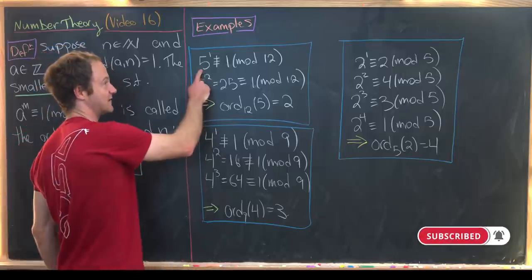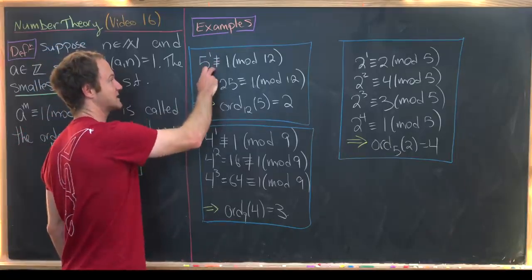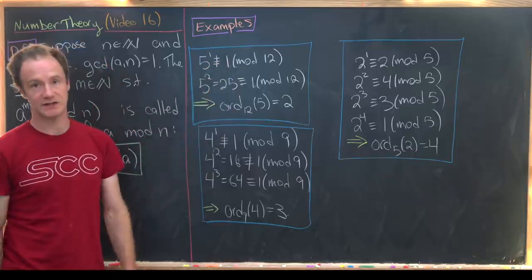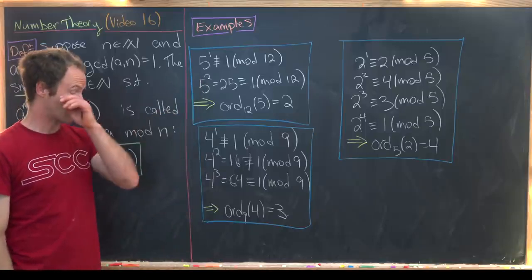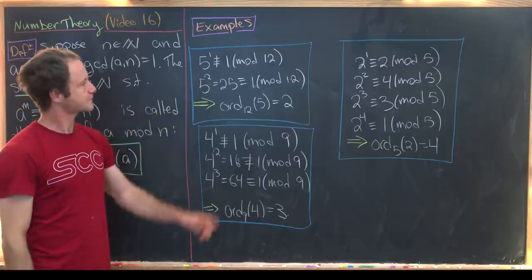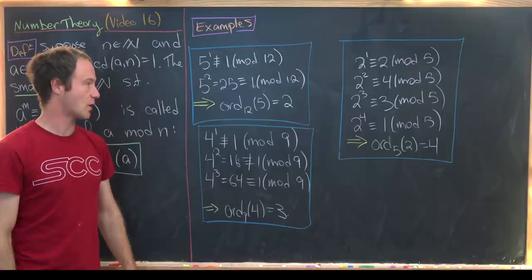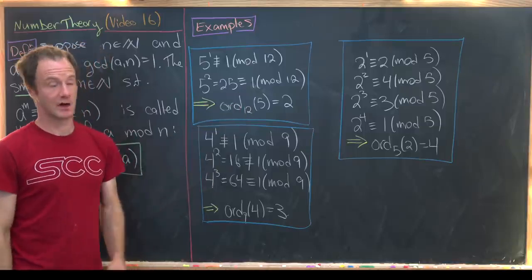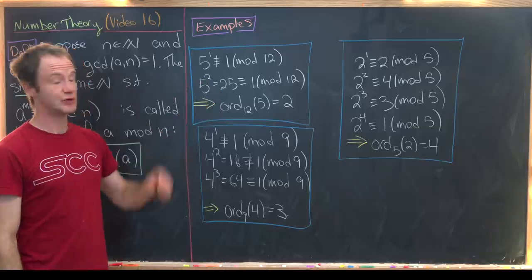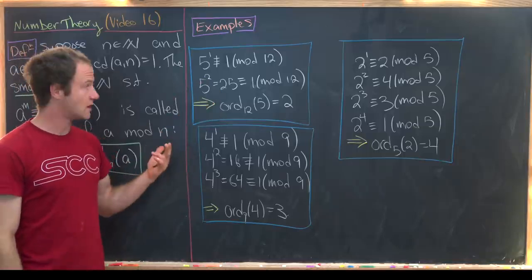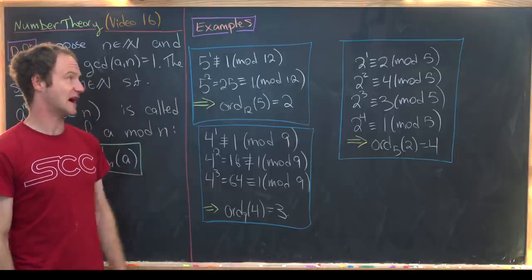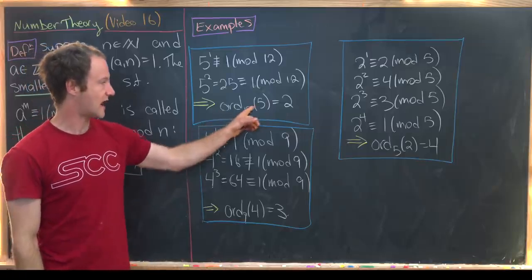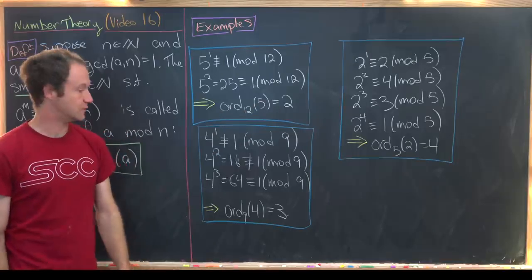Let's notice that 5 to the 1 is congruent to 5, which is not congruent to 1 mod 12. That tells us the order of 5 is not 1. But if we take 5 squared, we get 25, which is congruent to 1 mod 12. So 2 is the smallest exponent such that when you raise 5 to that power, you get 1. That means the order of 5 mod 12 is 2.